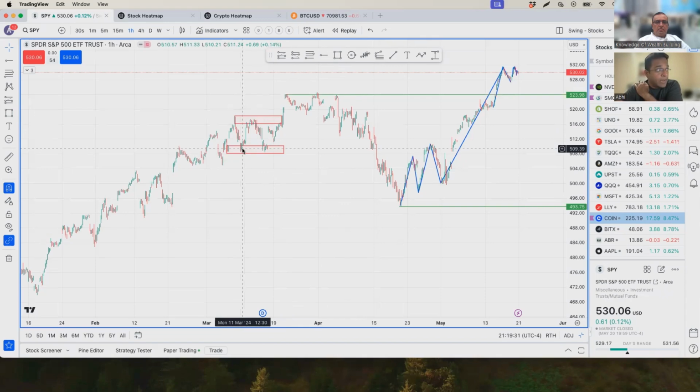So price came down, buyers bought it, pushed the price up, but there were not enough buyers to push through the ceiling. So the sellers pushed it back again, and the buyers bought it here again and pushed the price. And eventually, all these sellers were bought out. That's why the price pushed above and moved above.